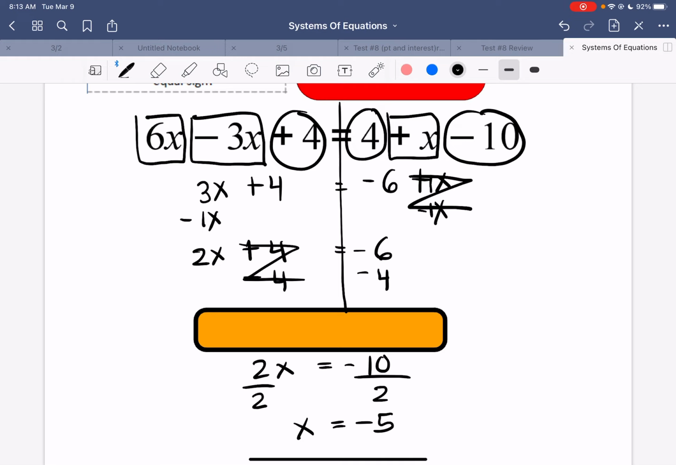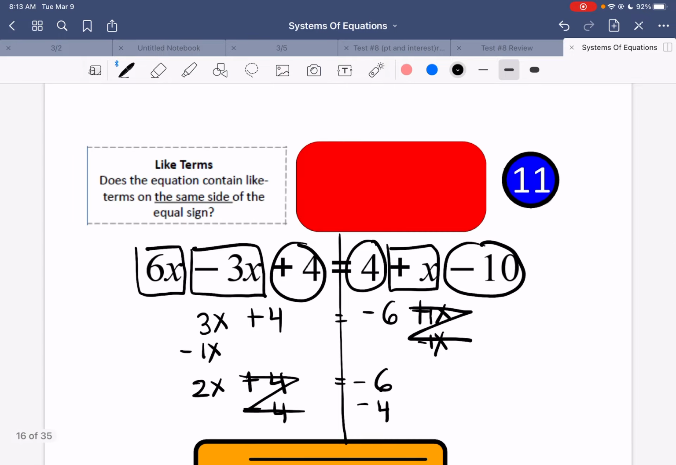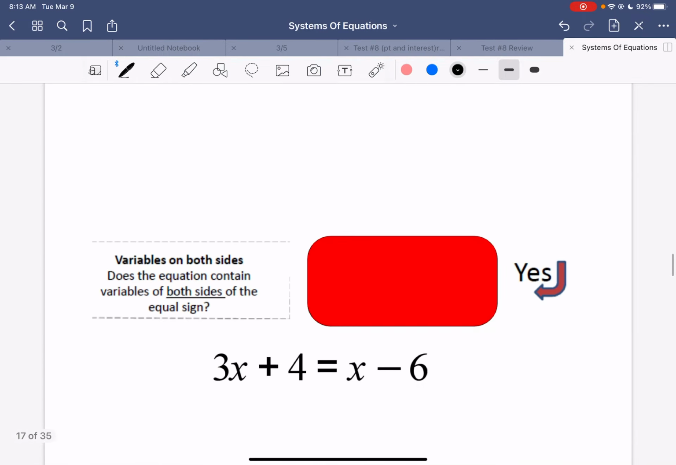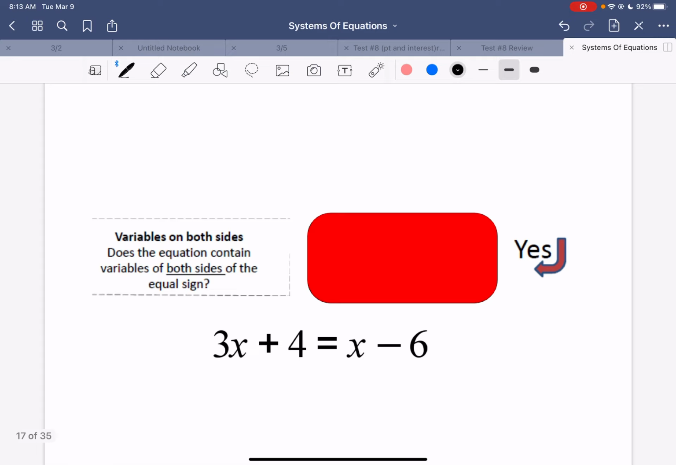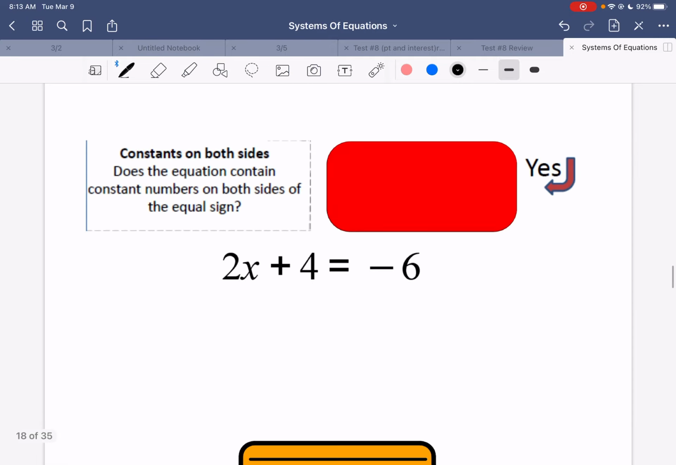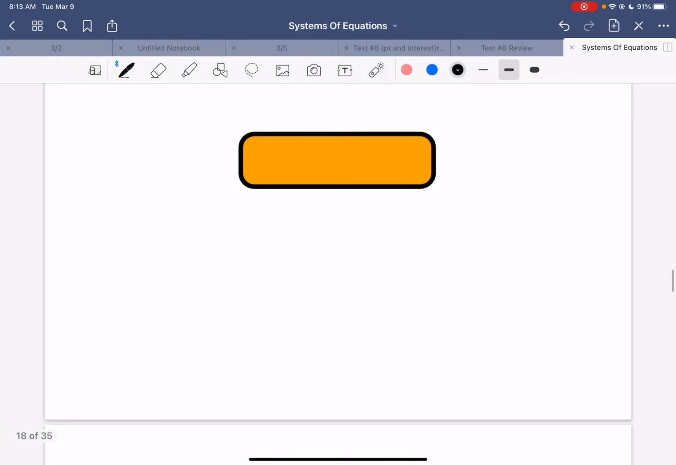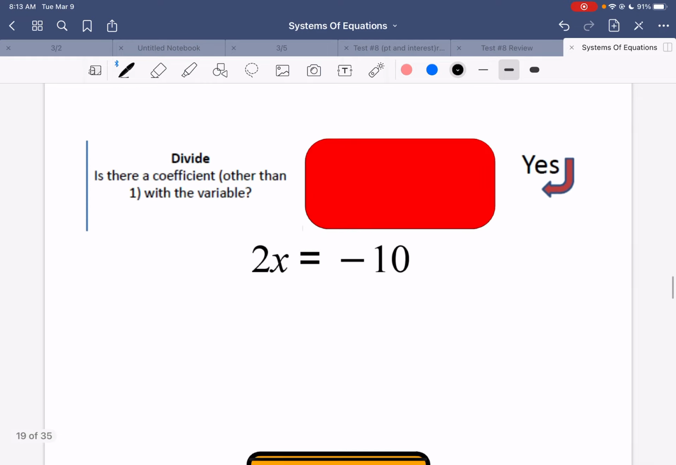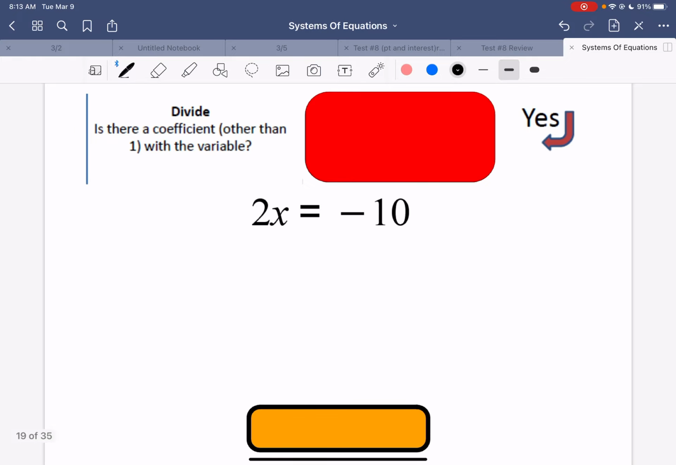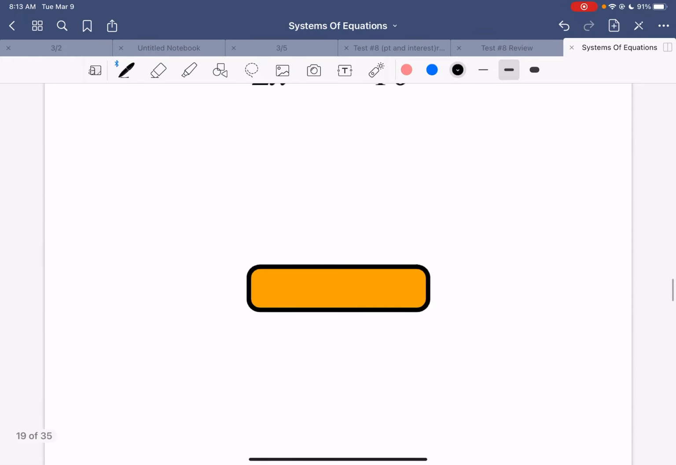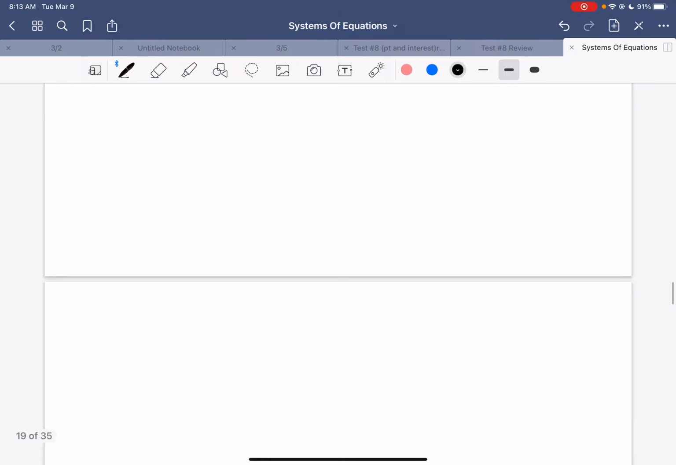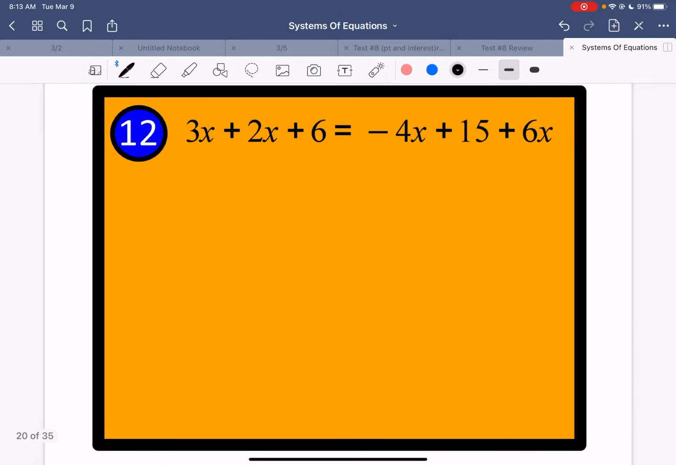So those are the steps: combining like terms on both sides, moving our least variable, moving our constants on the same side as the variable, or same side as the equal sign, and then dividing by our coefficient, which ended at our answer of x equals negative 5. So now here are some equations for you to solve on your own.